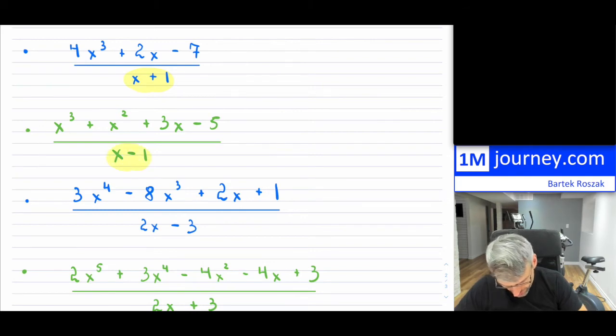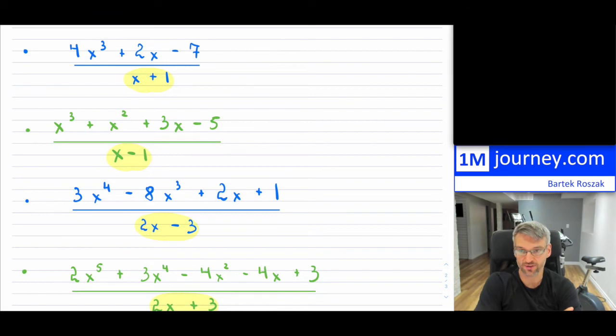Now, one key thing to remember, please don't forget that these denominators do have to be of first degree, or first order. So you can't have quadratics or anything which is higher. So we just have simple denominators in this case.